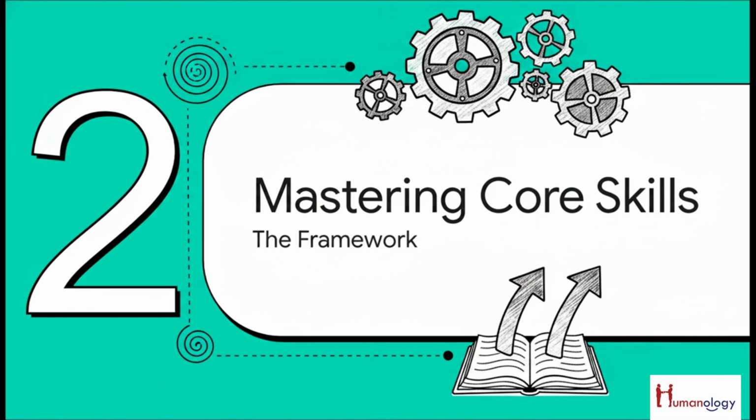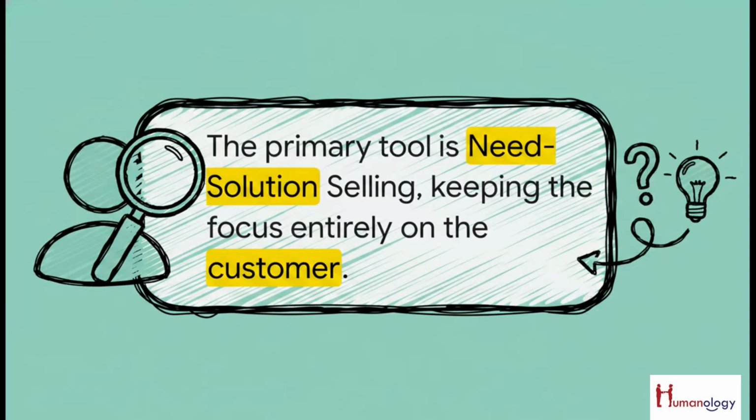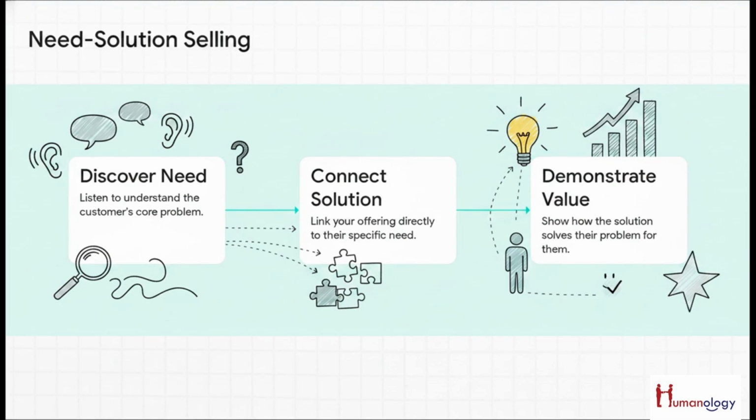Now we need a framework to build on top of it. So let's move to our second pillar and look at the core skills that give your conversation a real sense of purpose and direction. The main tool for structuring this conversation is a method called need solution selling. And what's great about it is how simple and elegant it is. It makes sure that your entire presentation stays focused on the only person in the room who really matters, your customer.